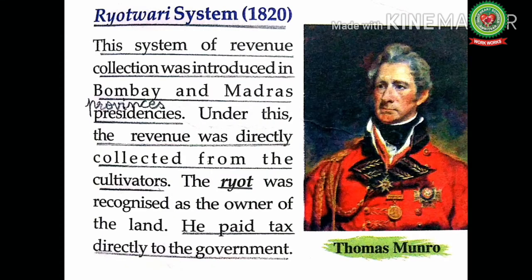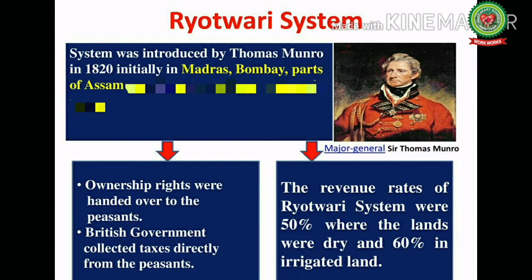Now let us read and discuss the other revenue system of the English East India Company, that was the Rayotwari system, 1820. The Rayotwari system was introduced by Thomas Munro in 1820, initially in Madras, the present-day Chennai, Bombay, the present-day Mumbai, and parts of Assam. Under this system, the ownership rights were handed over to the peasants or farmers. The British government collected taxes directly from the peasants. The revenue rates of the Rayotwari system were 50% where the lands were dry, and 60% in irrigated land.